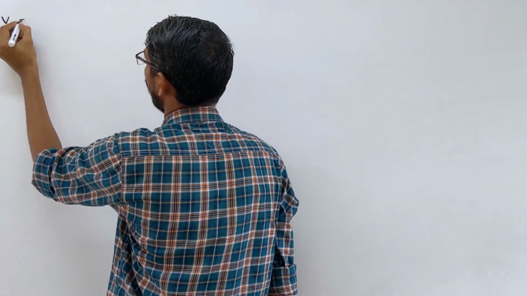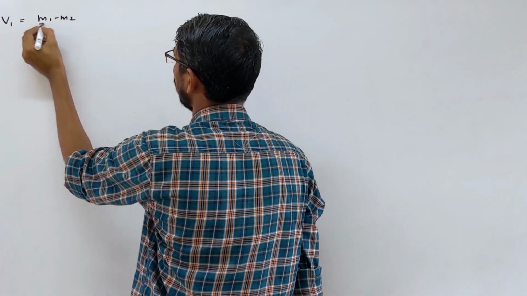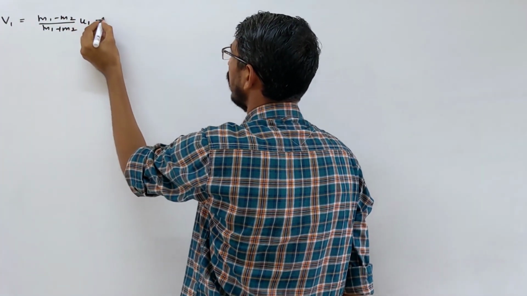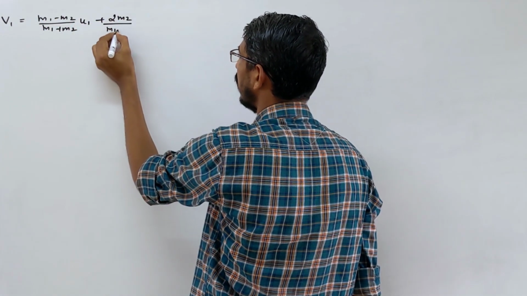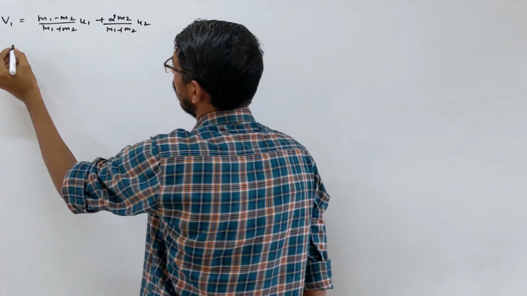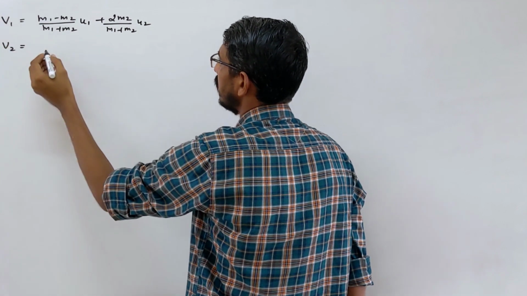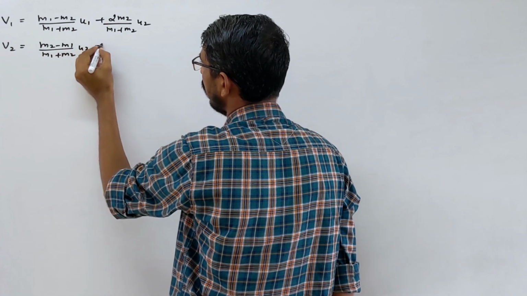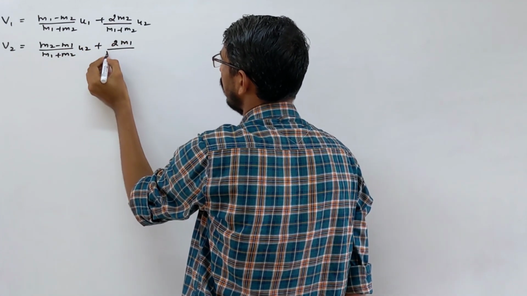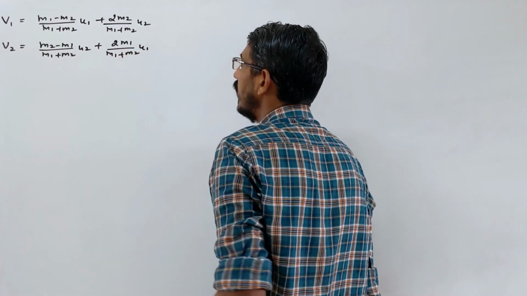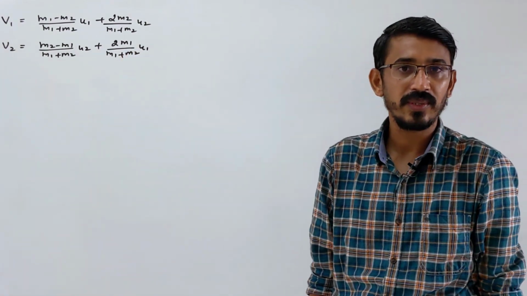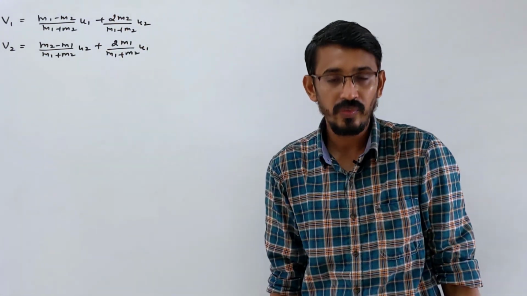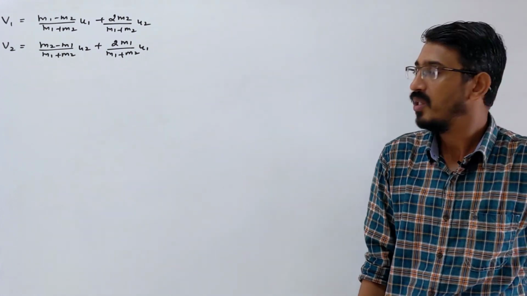The final velocity of the first ball will be m1 minus m2 upon m1 plus m2 into u1, plus 2 times m2 upon m1 plus m2 into u2. That's the final velocity of the first ball, and for the second ball, it is m2 minus m1 upon m1 plus m2 into u2, plus 2 times m1 upon m1 plus m2 into u1. These formulas are for elastic collision. In inelastic collision, the 2 becomes 1 plus e. The value of e, the coefficient of restitution, will be given to you, and you have to put it in this formula.